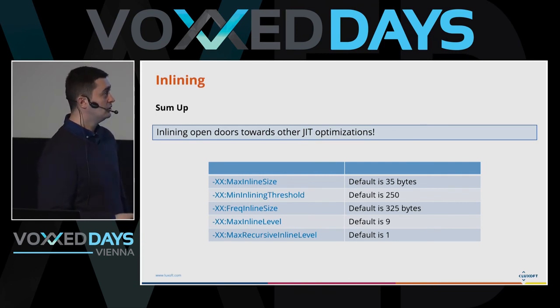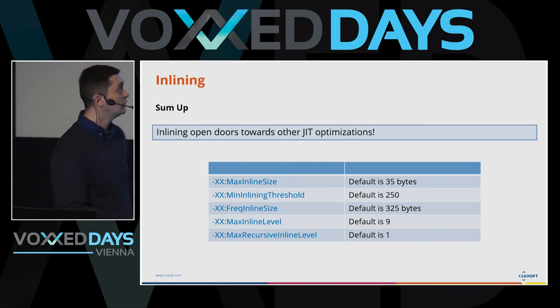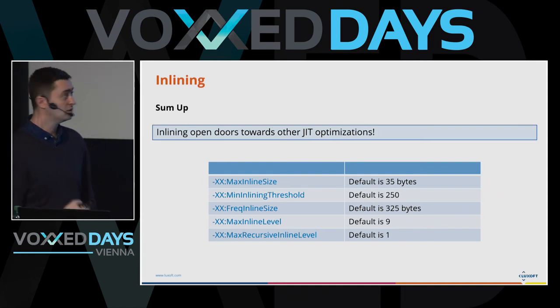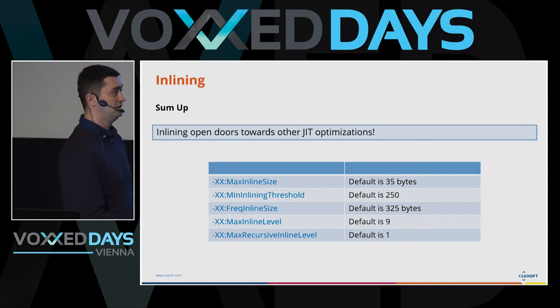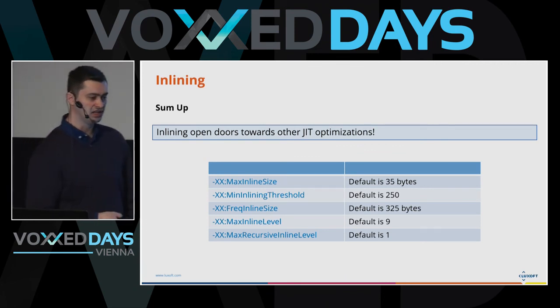In case you have frequent methods, for example, hot methods, those methods are not inlined anymore if they are bigger than 325 bytes. So be careful with this, because you prevent inlining. And preventing the inlining, you prevent any other optimizations during the runtime.